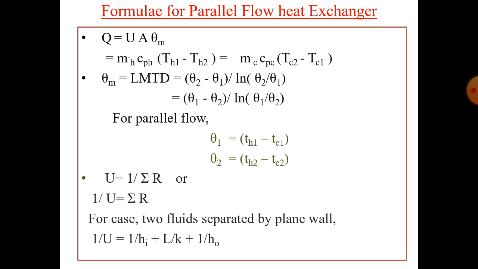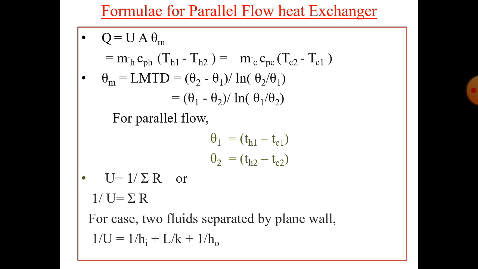The first formula, the rate of heat transfer, that is Q is equal to U into A into theta m, where Q is the rate of heat transfer, unit is watts or joule per second, U is the overall heat transfer coefficient, unit is watt per meter square degree Celsius or watt per meter square degree Kelvin, A is the area of heat exchanger, unit is meter square, theta m is the logarithmic mean temperature difference, that is LMTD, the unit is degree Celsius or degree Kelvin.